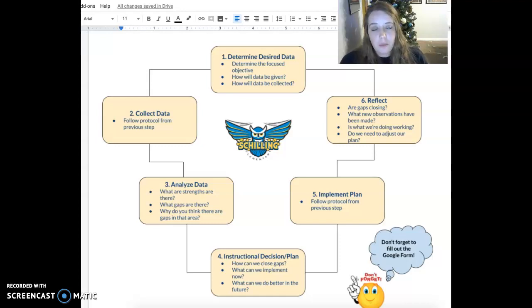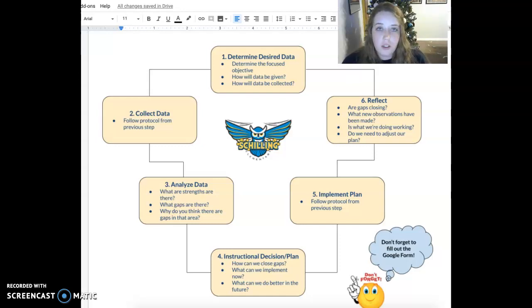After that, the third step would be analyzing the data. So this is where we ask ourselves, what strengths do our students have? Are there any gaps that are being formed? And then I also think it's important for us to ask why we think that there are gaps. So why do we think those gaps are there? Because that kind of helps us with our step 4, which is figuring out a plan to kind of close those gaps. So this is where we figure out, how can we do that?